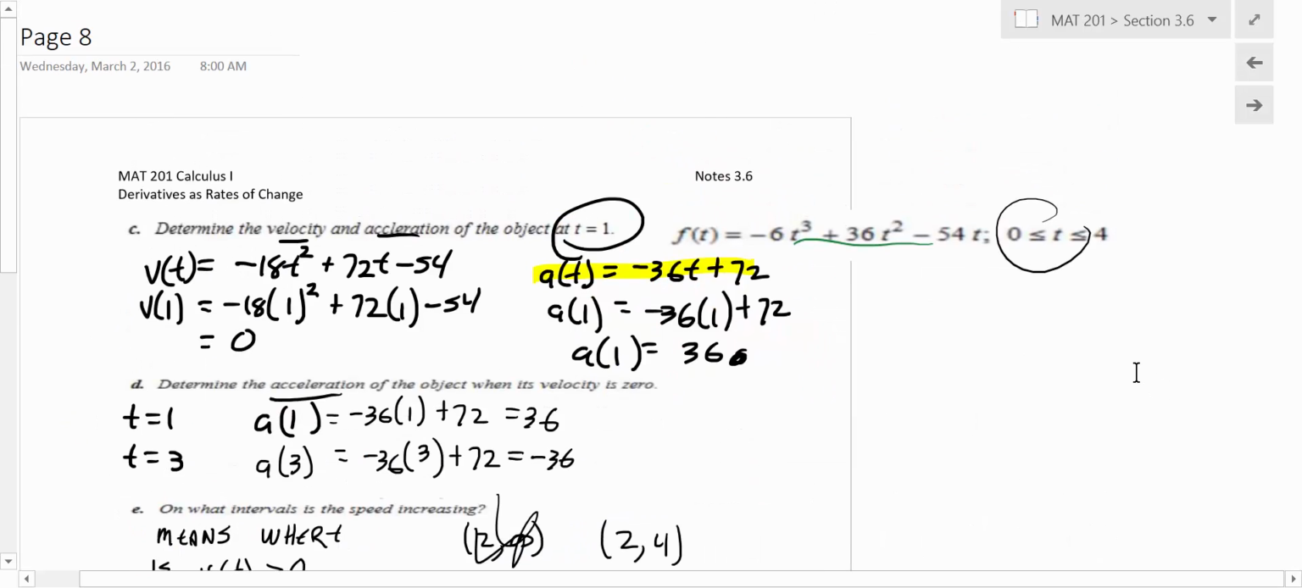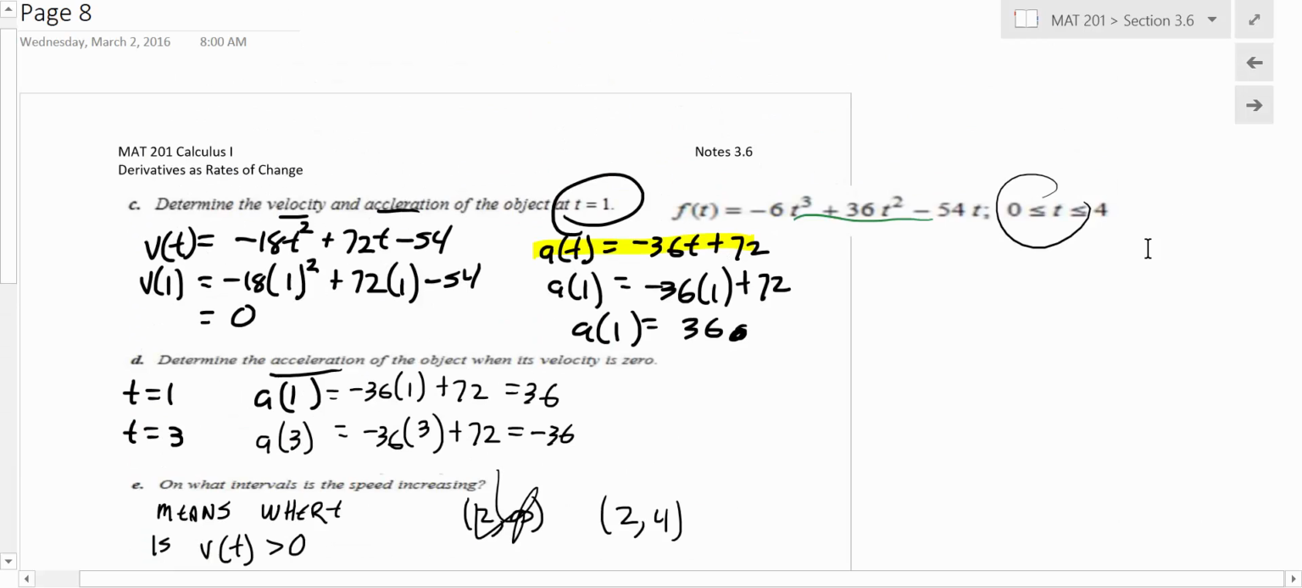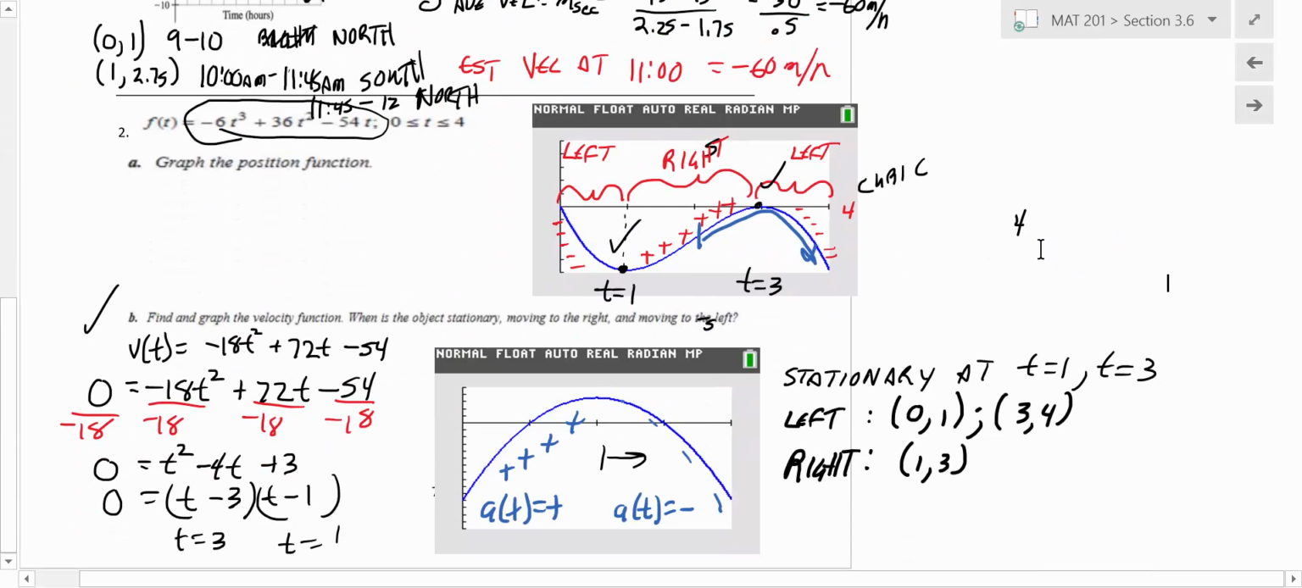Let me show you kind of what this problem is saying. So it's actually very simple. I have the wrong interval on there. It's saying, when is the speed increasing? There's several ways to look at this. The idea is, this is your position function right here.